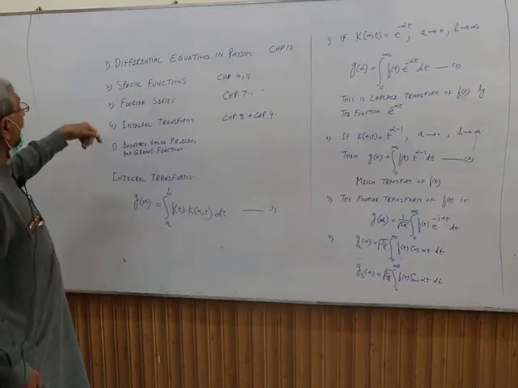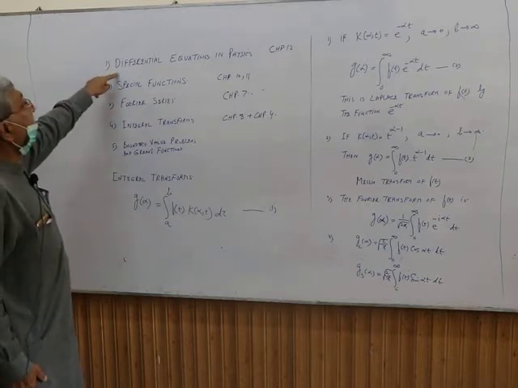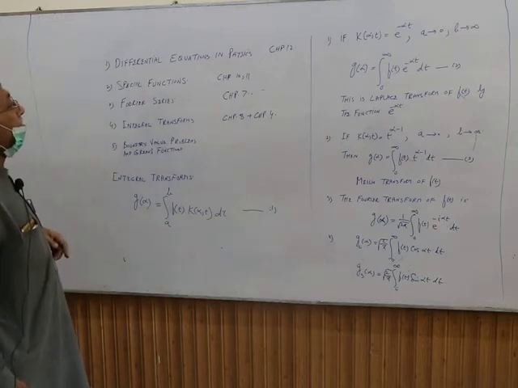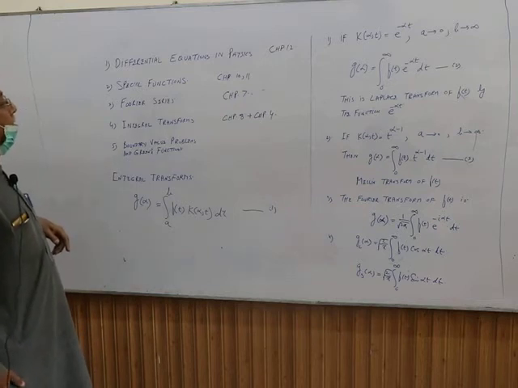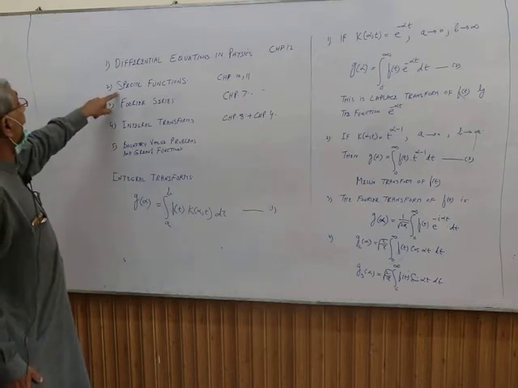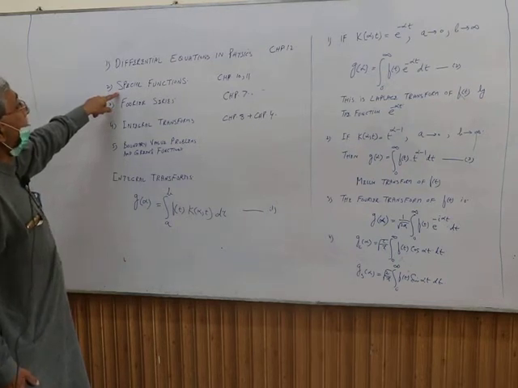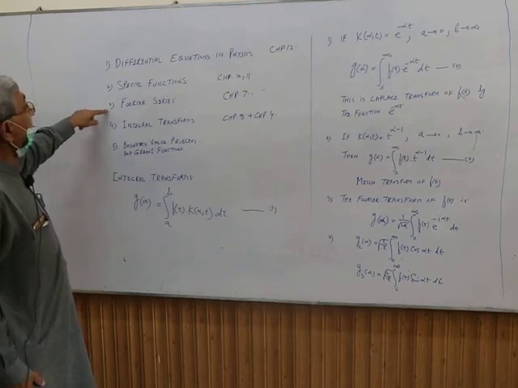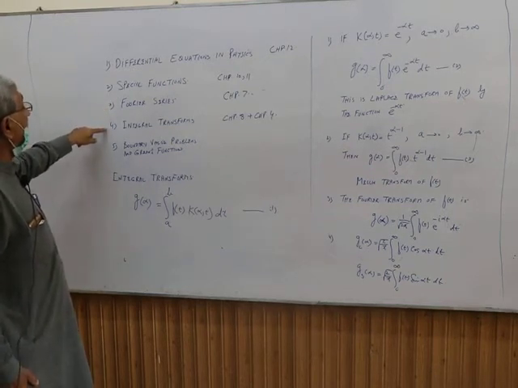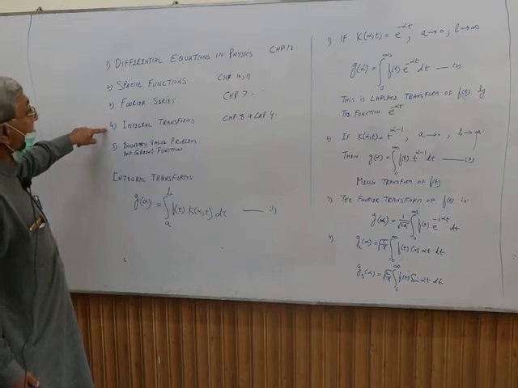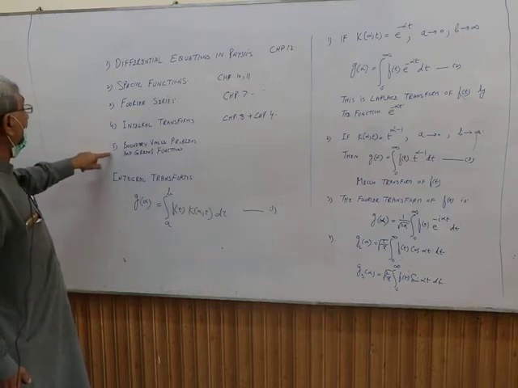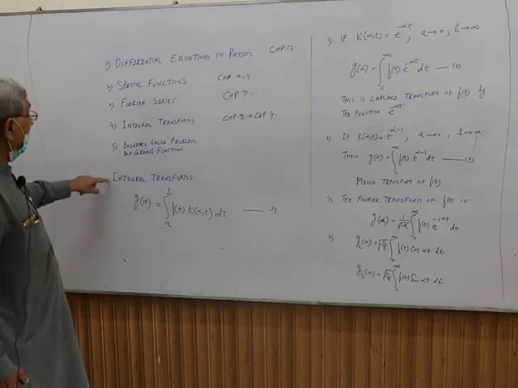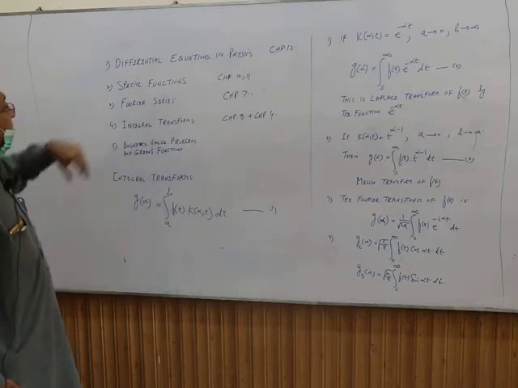a little portion from every one. Now, first is differential equation in physics, and that is chapter 12 in your advanced mathematics book by Murray Spiegel, Schaum series. Then second is special function. This is chapters 10 and 11. Third is Fourier series, chapter 7. Fourth is integral transform, chapter 8 and chapter 4. Fifth is boundary value problem and Green's functions. And this is all of the course.